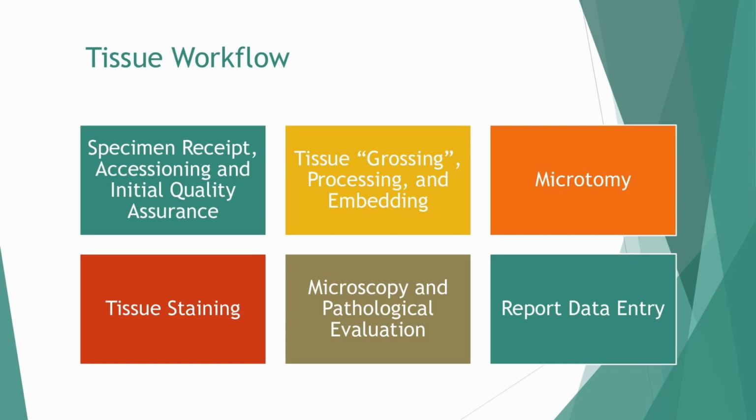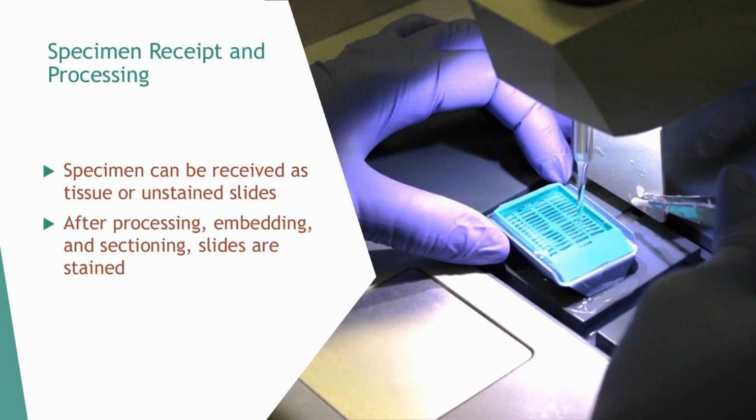So just like you would expect in a normal histology lab, our tissue workflow is that we receive the specimen, we accession it, we make sure it's of a certain quality, we gross, process, and embed the specimen, cut the specimen, stain, and then the specimen undergoes microscopy and pathological evaluation. The pathologists score the case and report the features through various mechanisms to our clients.